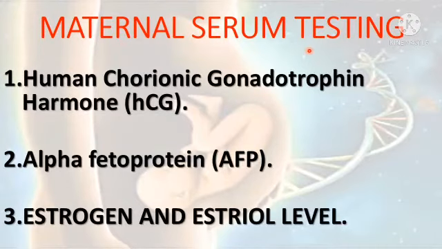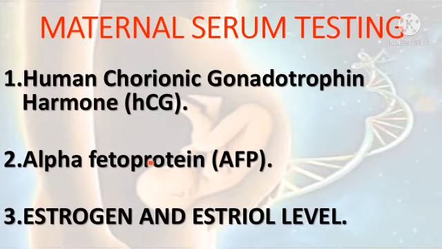Maternal serum testing is also a non-invasive prenatal test. Mainly we will be looking for three markers: human chorionic gonadotrophin hormone, alpha fetoprotein, and estrogen and estriol levels. HCG levels are raised in pregnancy. Any deviation from the normal range should be looked into. If HCG levels are more, then you can suspect hydatidiform mole. If the levels are very low or rising very slowly, then you can suspect ectopic pregnancy.